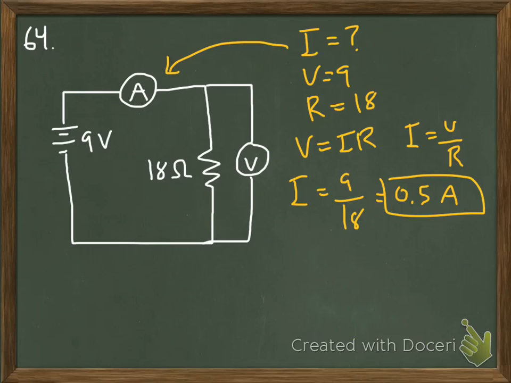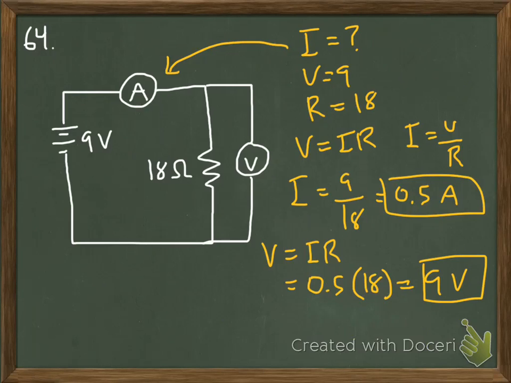Okay. Voltage is equal to current times resistance. The current is 0.5. We just figured that out. The resistance is 18. 0.5 times 18 is 9 volts. So it just so happens that it's the same voltage that we started out with, because this is an easy circuit. Next part is the power.